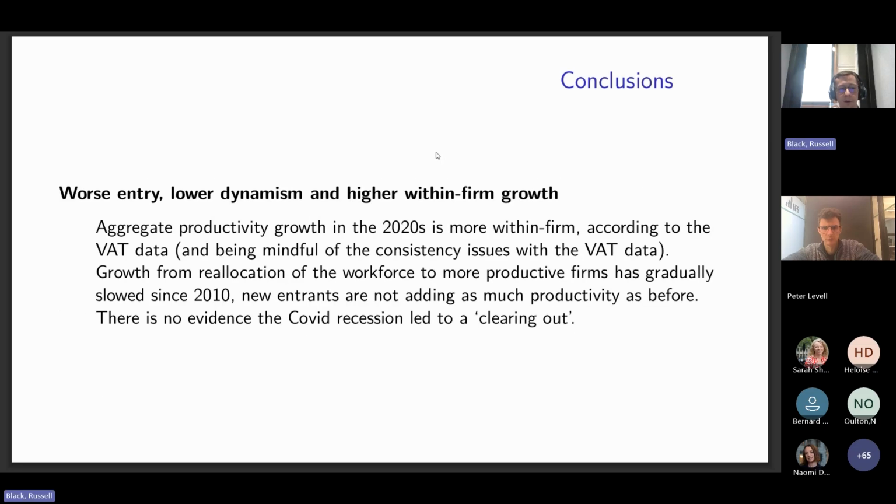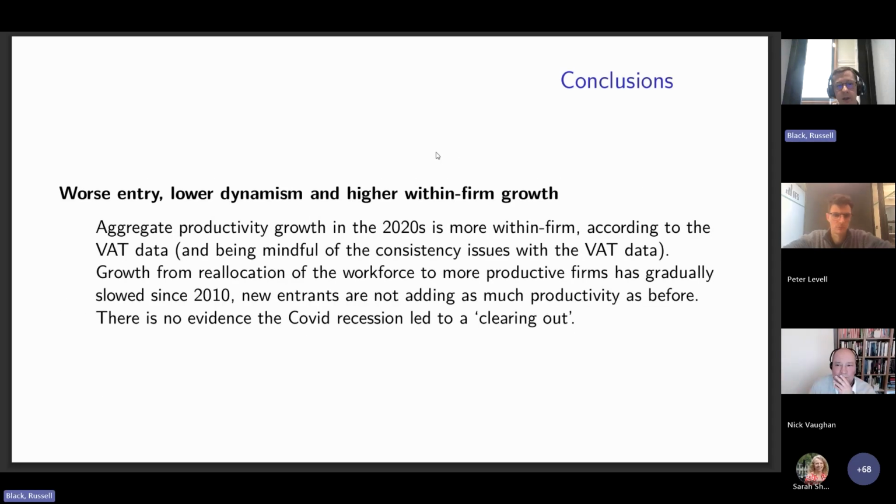And in terms of productivity growth, worse entry, lower dynamism. Happily, the entry does seem to have got a bit better in the 2020s. And a bit more growth in the 2020s is coming from higher within firm growth, although you start to look across the different specifications. And over to Nick.